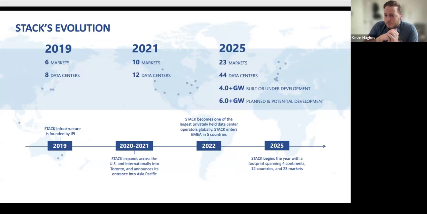Let me try to give a translation for that too, because I work with a lot of folks in a lot of different industries, and unless you're a utility who thinks about power in a very specific way, you're like, what does this mean? What is this metric? So I'll give you an example.